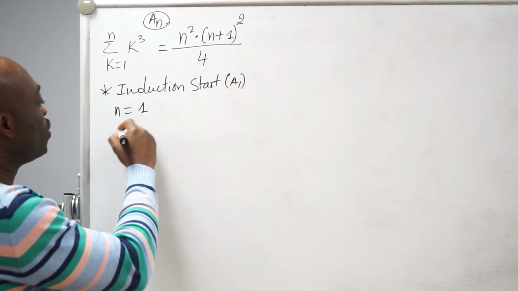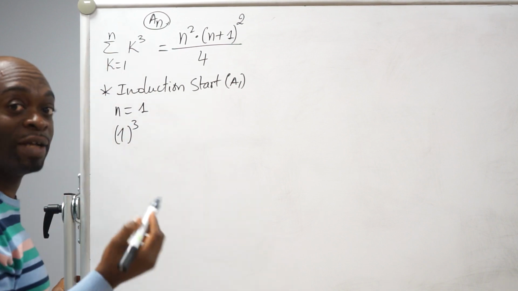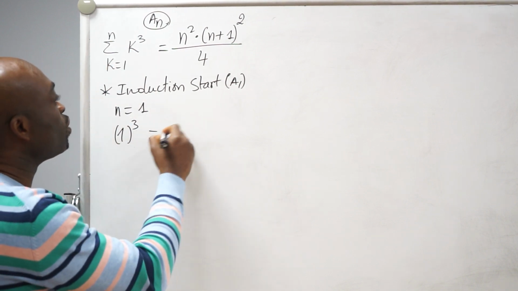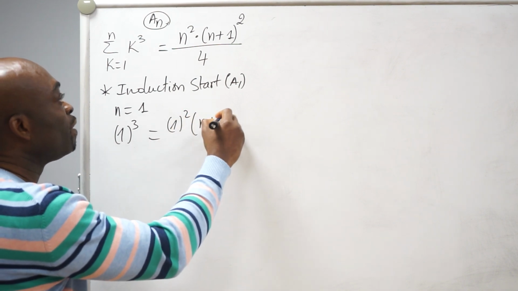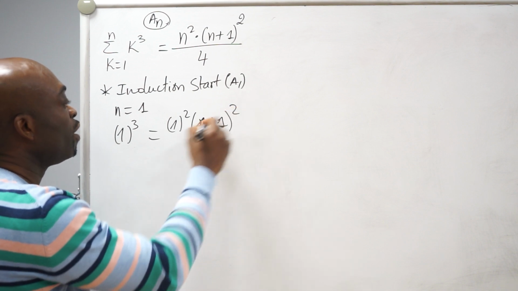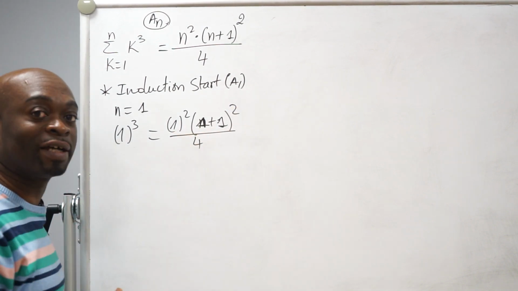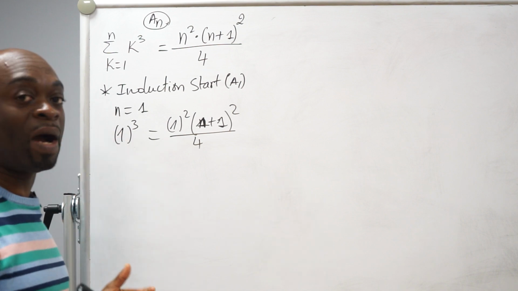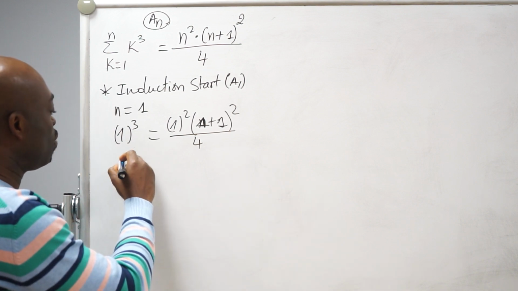So that would give us what? 1 to the third power, because n is 1 now, so k equals 1, equals 1 squared times (1 plus 1) squared over 4. All right, we good? So now we're just going to do the calculations. 1 to the third power is equal to what? It's 1 times 1 times 1. So that will give us 1.